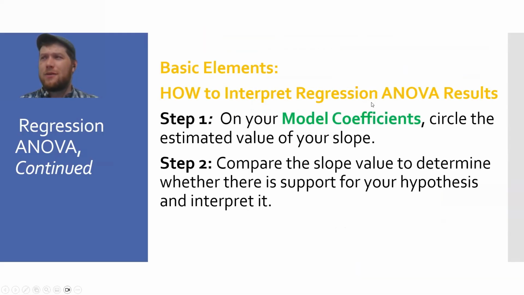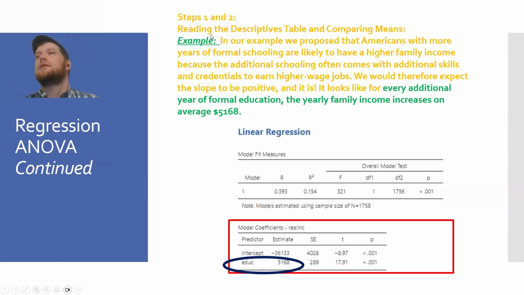So if I want to interpret regression ANOVA results on your model's coefficient, circle the estimated value of your slope. Compare your slope value to determine whether it's supportive of your hypothesis and interpret it. So do we see this positive association, or do we accidentally get negative associations? For example, in our example, we proposed that Americans with more years of formal schooling are likely to have a higher family income because the additional schooling often comes with additional skills and credentials to earn higher wage jobs.